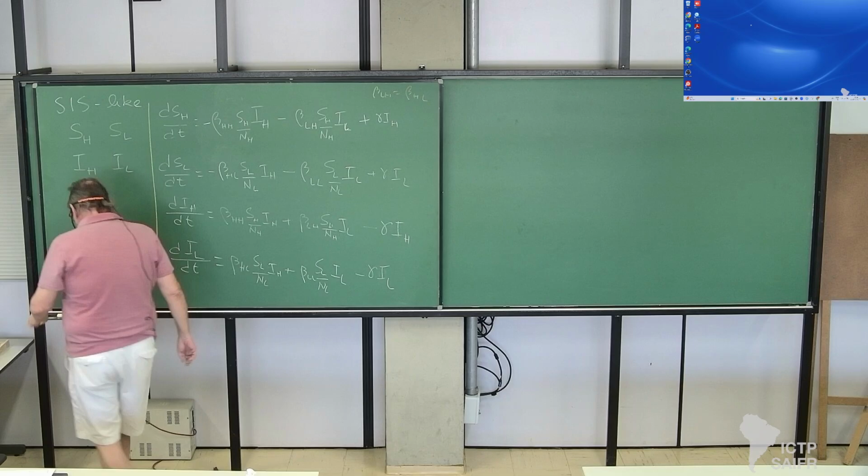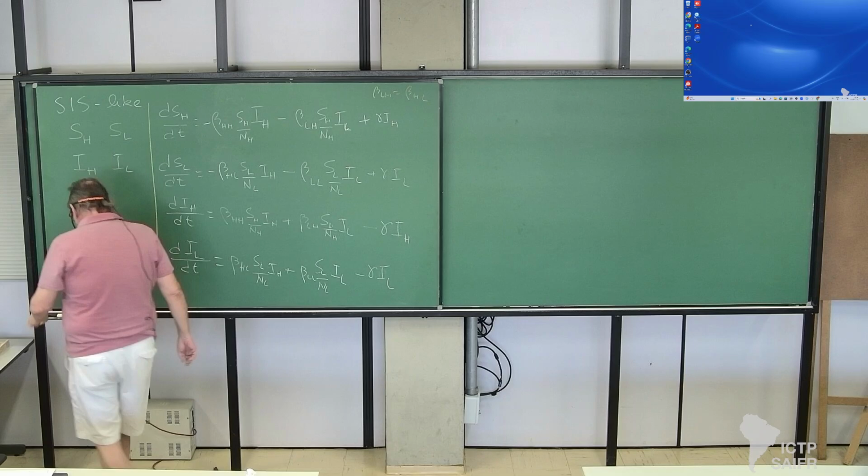And then you suppose that you are initially in a susceptible population. Then you say S over N is close to 1, all the S over N are close to 1. And then you get an equation which only involves I index high and I index low, but they are connected. So we have two linear differential equations, but coupled.